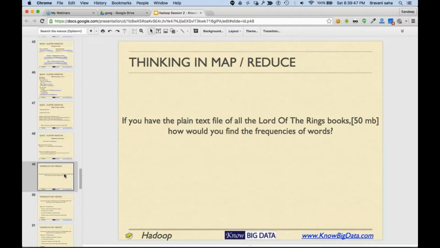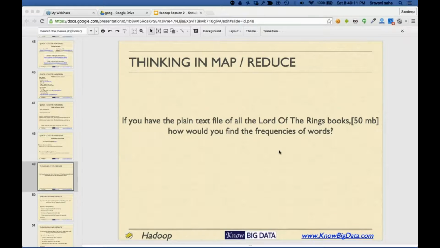Okay, so before we start, the question to all of you is: let's say you have a plain text file containing all the words of the Lord of the Rings books. How would you find the frequencies of the words? Meaning, how many times "a" has occurred, "the" has occurred. Basically you have to find the unique words and the frequency of each of the unique words.